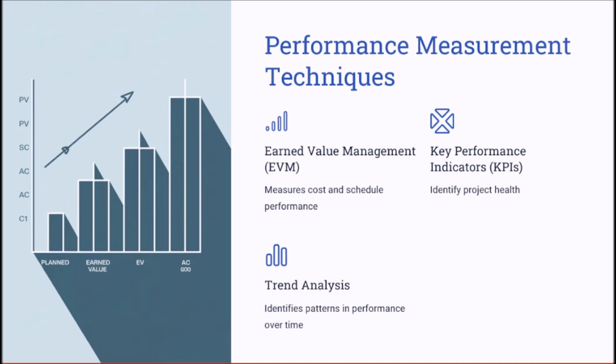Let's take an example of performance measurement techniques. A marketing campaign project uses KPIs like the engagement rates and the lead conversion. If engagement rates drop, the trend analysis helps identify the root cause and adjust the strategies.